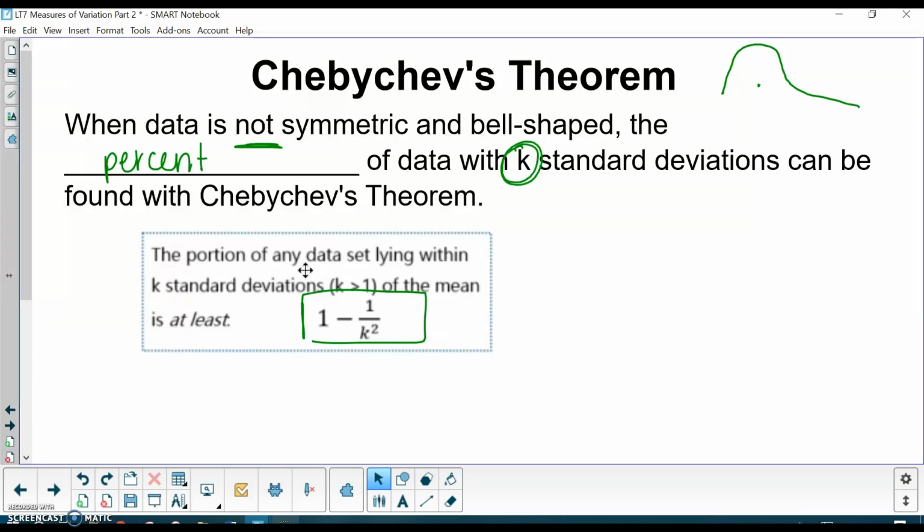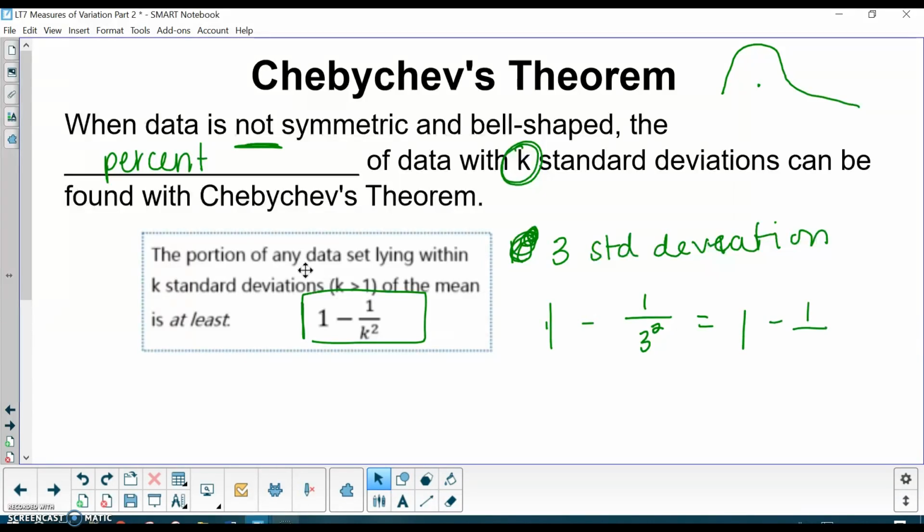So if k was equal to 3, so if we wanted to know within 3 standard deviations of a non-symmetric curve, we would plug in 3 for k, so 1 minus 1 over 3 squared is 1 over 9. We got around 8/9 of the data, which is almost all of the data, which mirrors our empirical rule. So that's about 88.9% within.